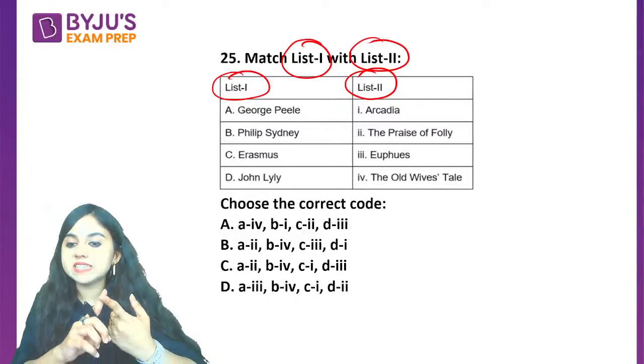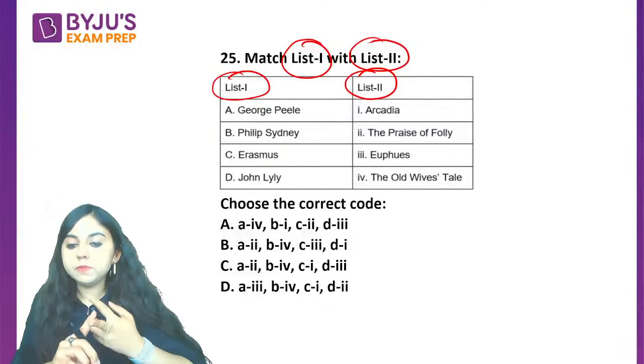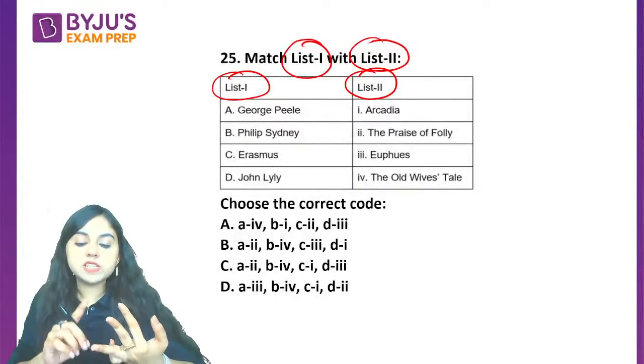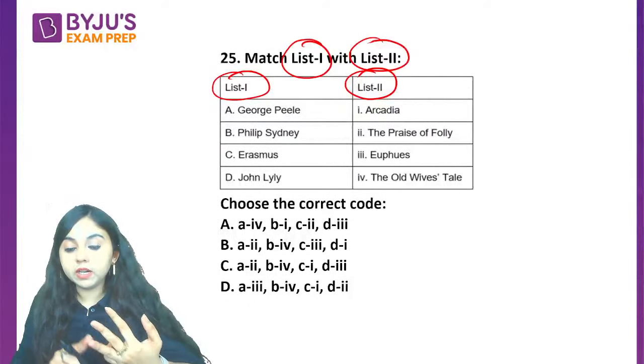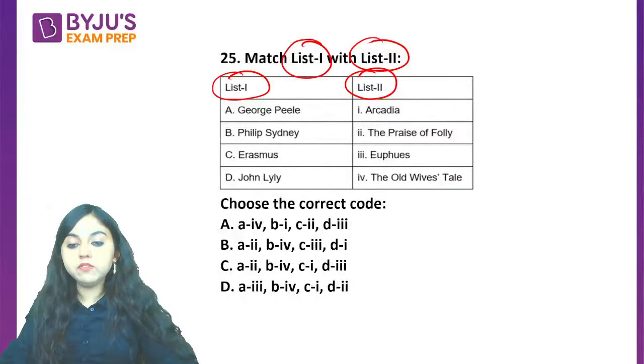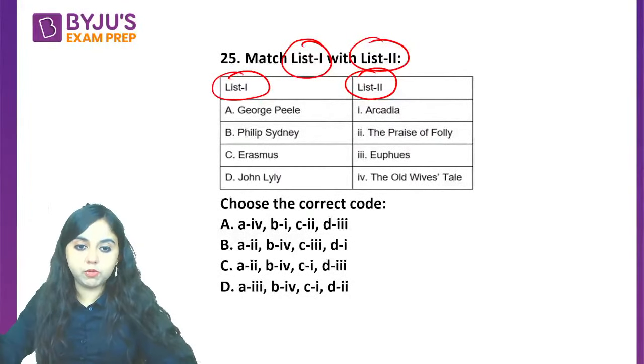Old Wives Tale is a satirical play by George Peele. Philip Sidney is writing Arcadia. Erasmus is writing The Praise of Folly, which is actually a satirical work again, attacking superstitions of the Western Church. Euphues is written by John Lilly, which is a prose romance, right? Very simple question. So George Peele is writing Old Wives Tale. So A is the right answer.